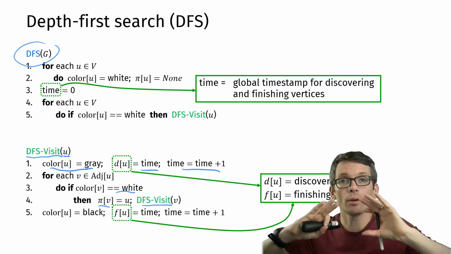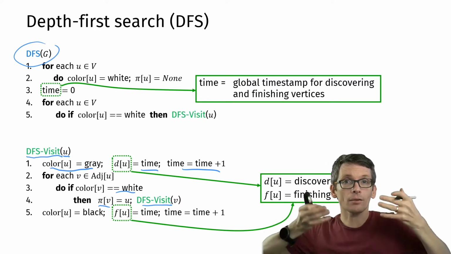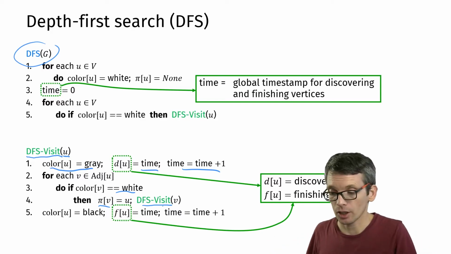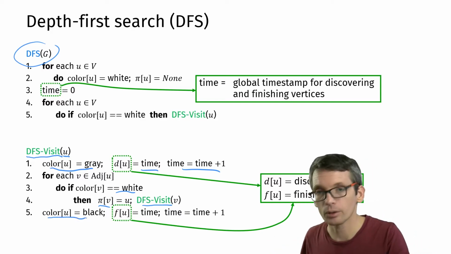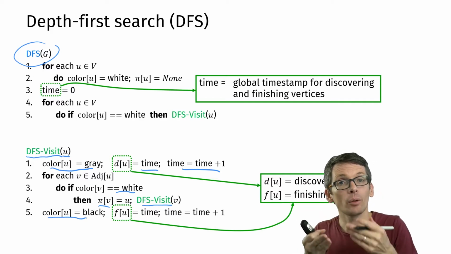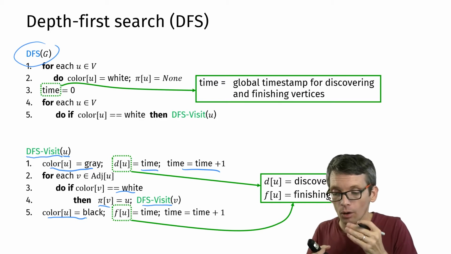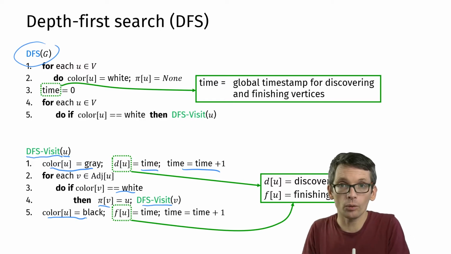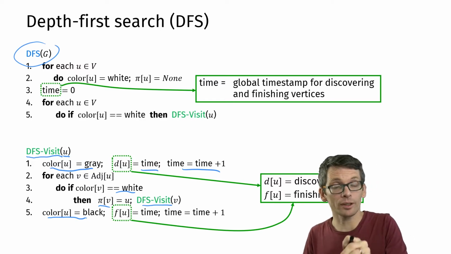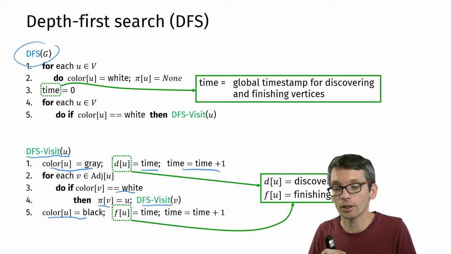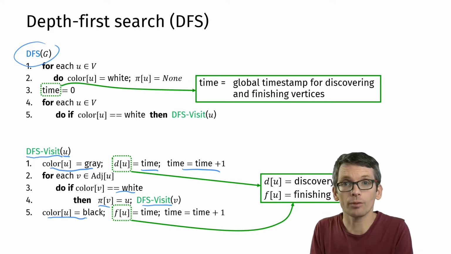And then when we've done that, so if we come back from the recursive calls of depth-first visit for the adjacent vertices, then we're going to color u black. And then we're done with u, so then we're going to set the finishing time of u to whatever time we have then, and increase time by 1. So note that because we had these recursive calls in between, the time will have increased by now if there were adjacent vertices. So that's the depth-first search visit.